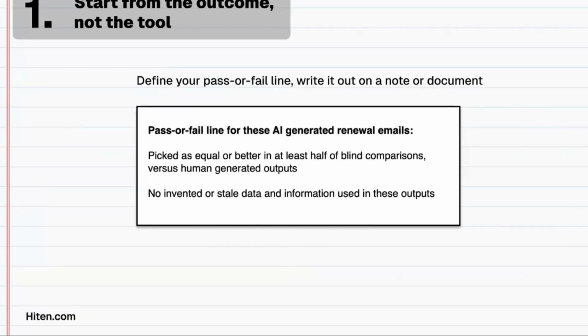Okay. Number one, you want to start from the outcome, not the tool. The first thing you want to do is define your pass or fail line, and write it out in a note or a document. This is a deliberate thing. This is what you should do. In this case, the pass or fail line for these AI-generated renewal emails is: picked as equal or better in at least half of blind comparisons versus human-generated outputs, and no invented or stale data or information used in these outputs. The reason for that is that this will help you as you go forward, because you're now focused on outcome, not tool. That's the key here.